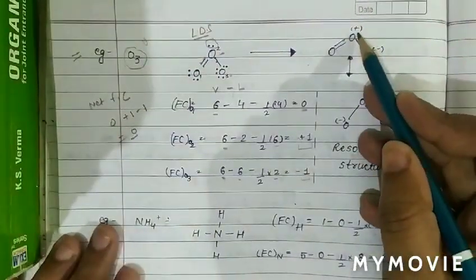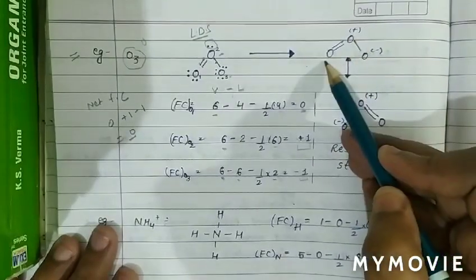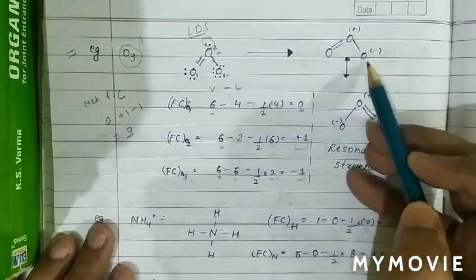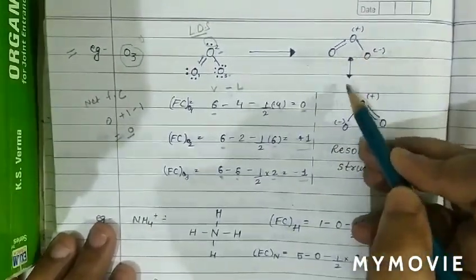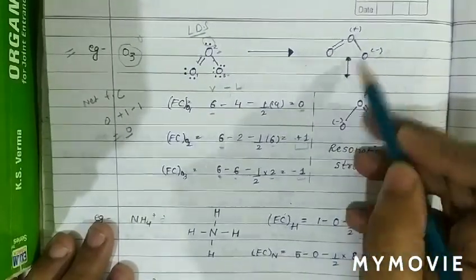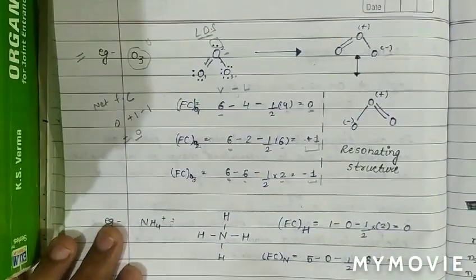Also, we may represent formal charge in terms of charge, as this first oxygen atom has 0 charge, the second atom has +1, and the third has -1. We may also draw the resonating structure. This electron pair will shift there, so this becomes negative and this is positive. These are the resonating structures.